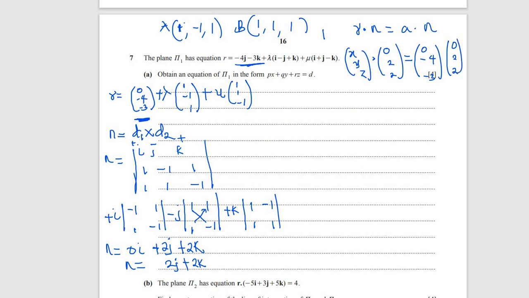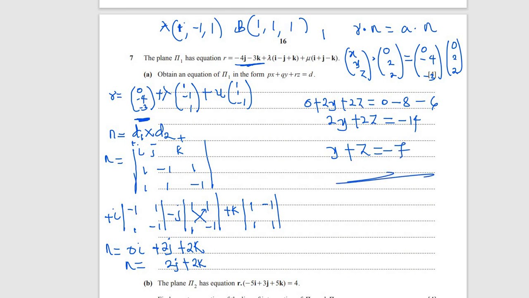So at the end of the day, let's open the bracket. x times 0 is 0. 2 times y is 2y plus 2z. So equal to this is 0 minus 8 minus 6. At the end of the day, we have 2y plus 2z equal to minus 14. Divide through by 2, we have y plus z equal to minus 7. This is the equation of the plane, represented as plane 1. That's it.